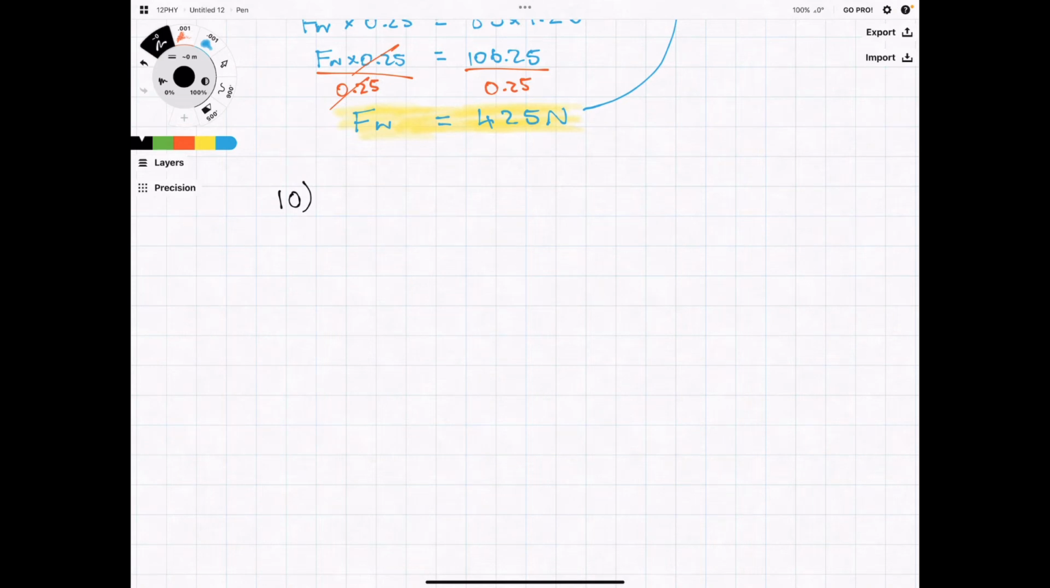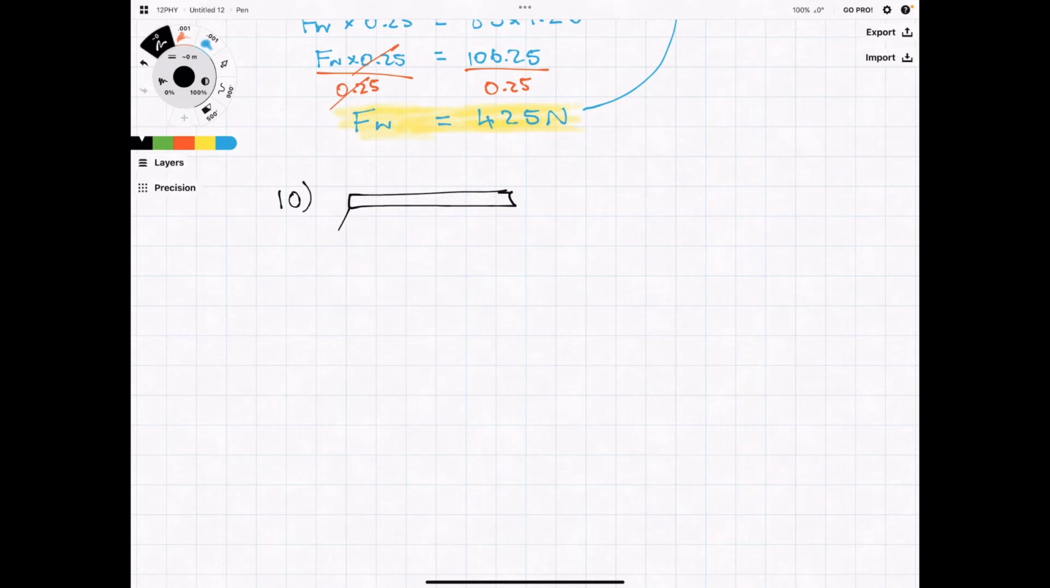PQ represents a beam, 2 kgs of mass, and at the ends of P and Q, there are supports. A 4 kg mass is placed at 0.5 meters from Q, and the beam is 2 meters long. How much does the force on Q exceed the force on P? Okay, so let's draw a diagram, do this real nice and quick.